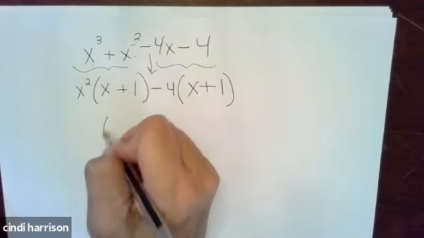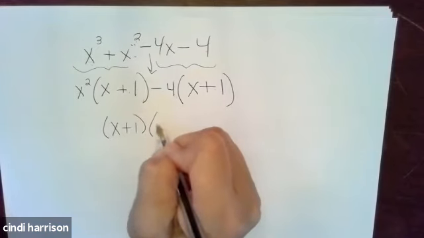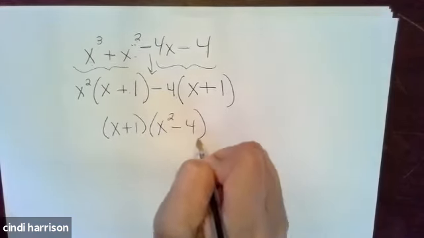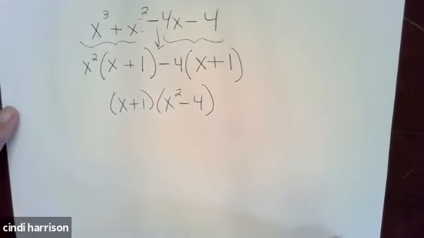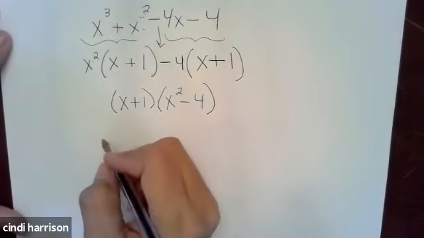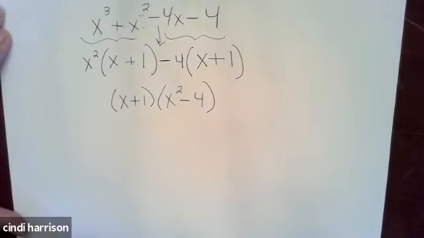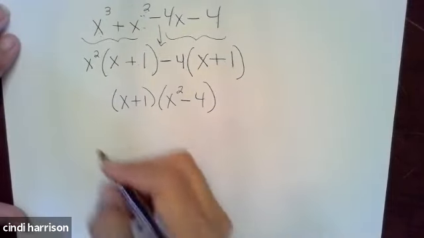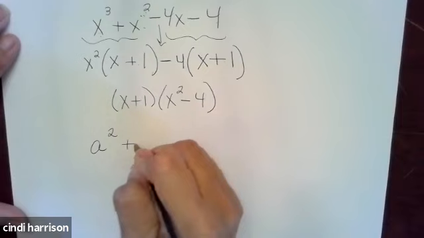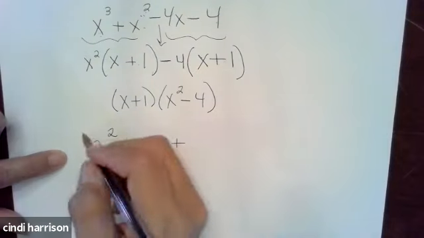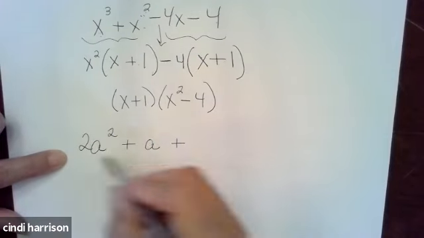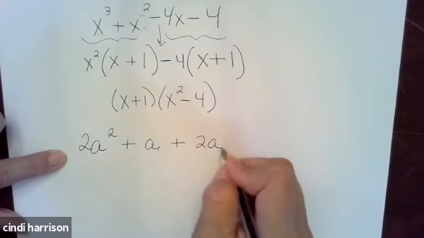To finish up now, GCF is x plus 1, and that leaves x squared minus 4. All right, so let's see what else we need to know. Hold on one sec. All right, the next example, a squared plus a. Let's make that a 2a squared. 2a squared plus a plus 2a plus 1.